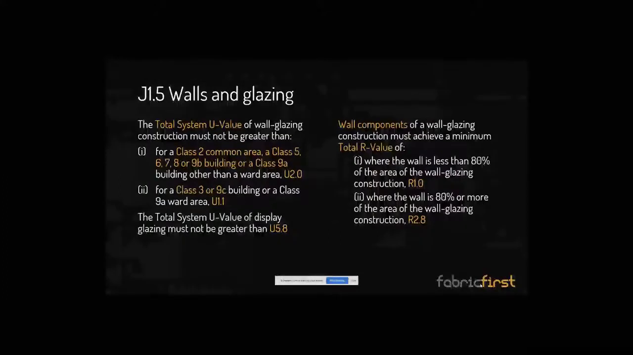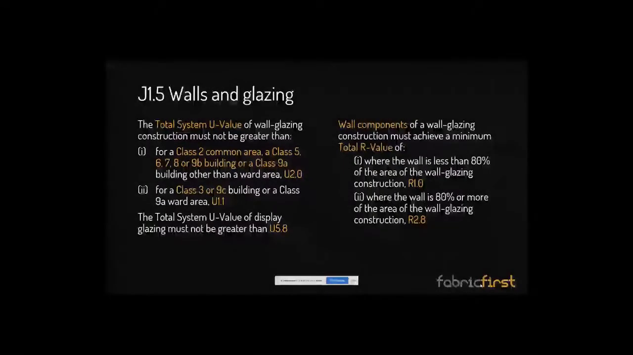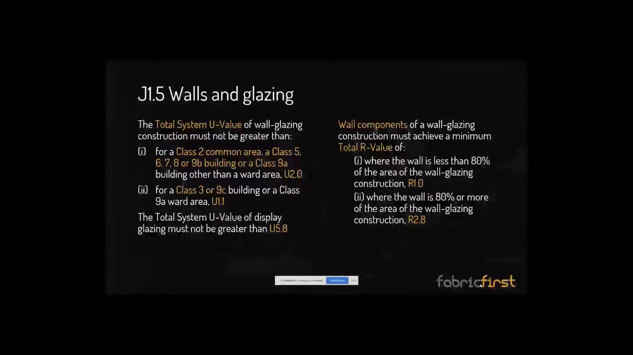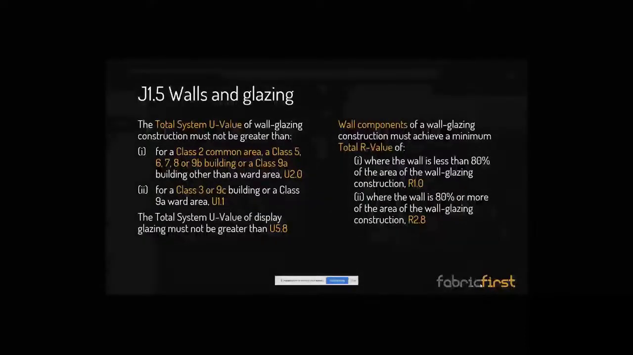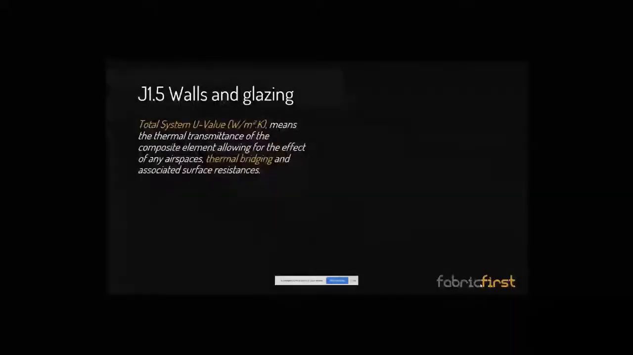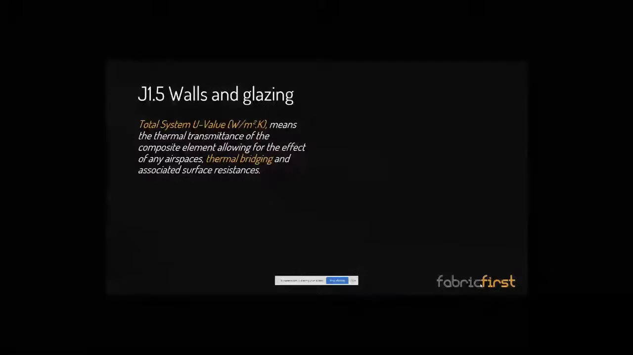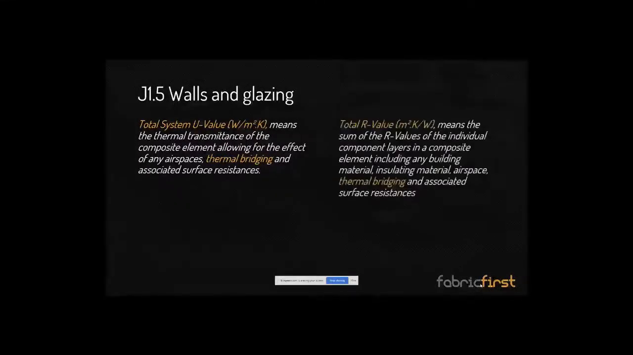If you've got where the wall is 80% or more of the area of the wall glazing construction, we're looking at R2.8. So if you've only got small, tiny little windows, it's really R2.8. But of course, this includes thermal bridging, right? So this is a really important inclusion, and it's setting the motions forward as to where the thinking is going in the National Construction Code, because it's not the only place that it's including thermal bridging.